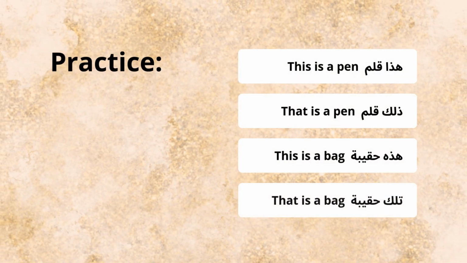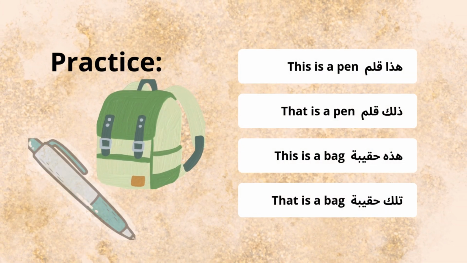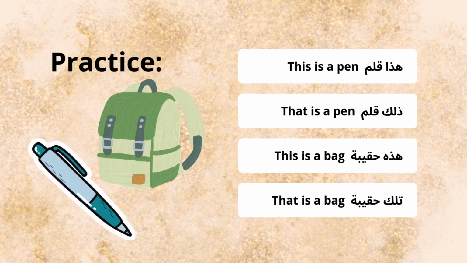So now, let's practice. هذا قلم. Why did we use هذا with قلم and not هذه with قلم? We cannot use هذه with قلم as هذه is used with only female nouns. But قلم is a male noun.